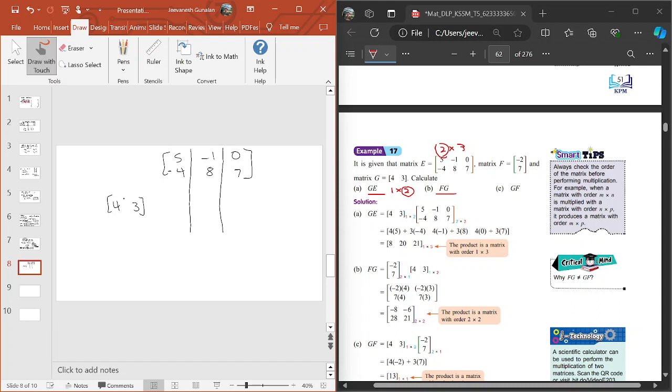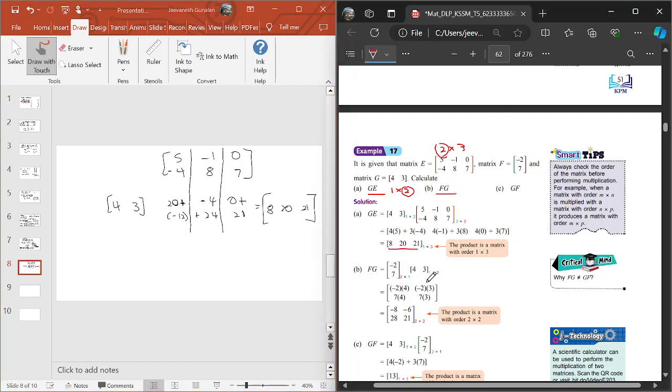Now you multiply here with this, so you get 20 plus -12, and here you get -1 times 4, you get -4, plus 24, and you take 0 and multiply by 4, you get 0, plus 7 times 3, which is 21. So if I do this, I will get 20 minus 12 is 8, -4 and 20 and 21. So this is the first matrix answer.